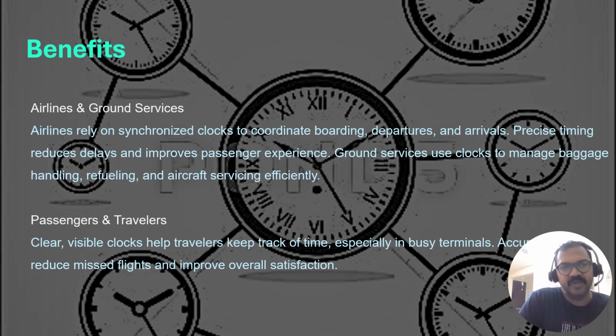Now the major benefits. For airline ground services, airlines rely on synchronized clocks because they need to coordinate boarding, departure and arrival, and precise time is very important for passengers to make their arrangements before boarding. For passengers and travelers, clearly visible clocks help them keep track of time. In a busy terminal with many flight arrivals and departures, this reduces missed information and improves overall passenger satisfaction.